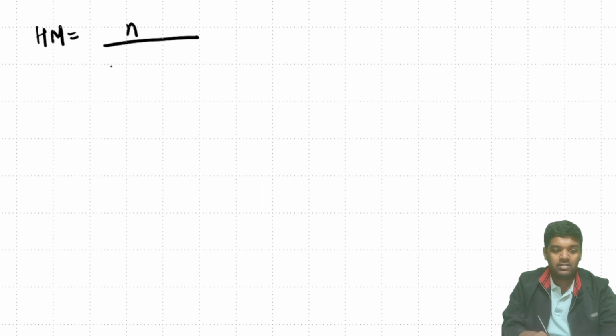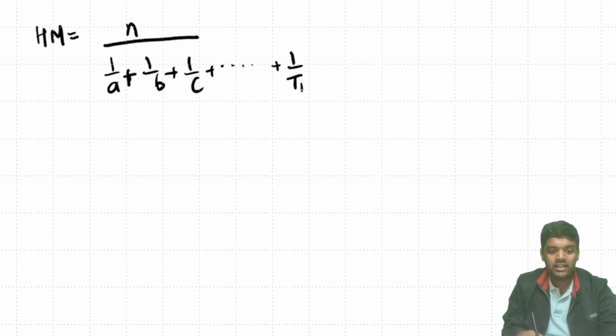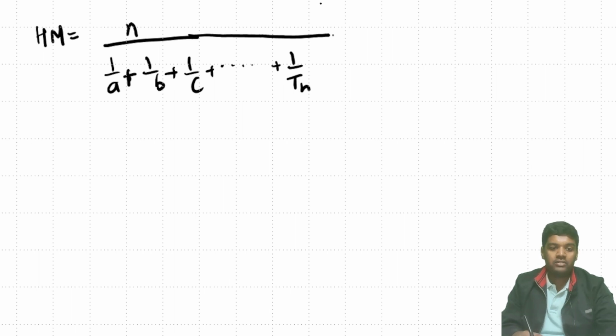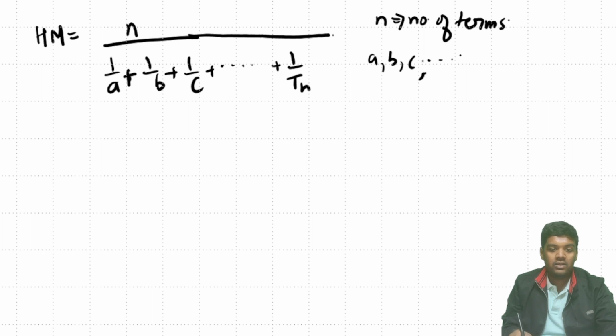Sometimes a small concept of harmonic mean comes up. So let's see it for exam's sake. The harmonic mean HM equals n divided by 1 by A plus 1 by B plus 1 by C plus dot dot dot plus 1 by Tn. This is the formula for harmonic mean, where n is the number of terms and A, B, C, till Tn are in HP.